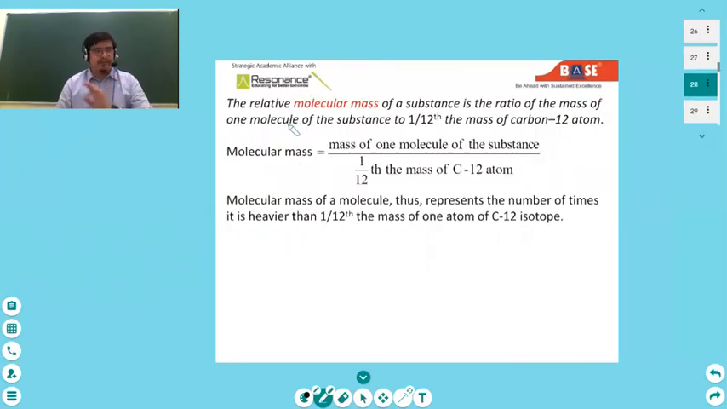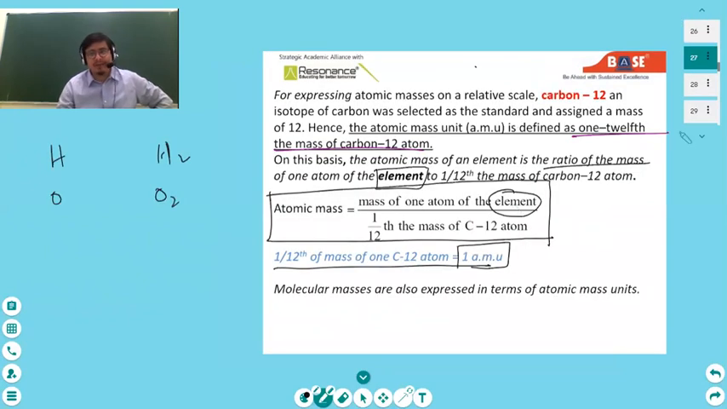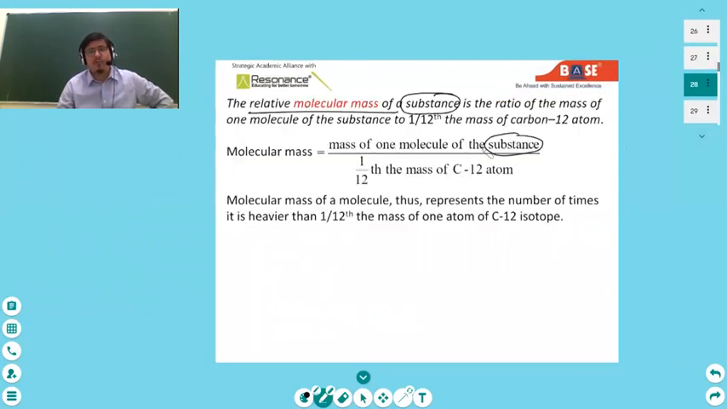The exact molecular mass is difficult to find out at this point of time. The relative molecular mass of a substance, not an element, is the ratio of the mass of one molecule of the substance. Previously it was one atom of the element, here it is one molecule of the substance. See the difference? The bottom is the same, 1 by 12th of the mass of a carbon 12 atom.